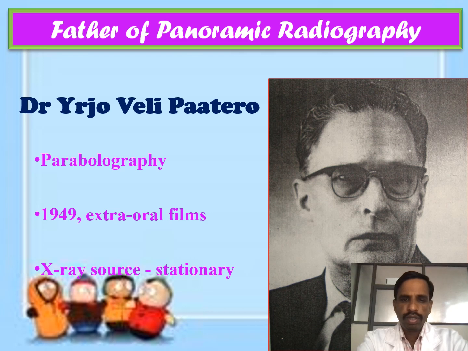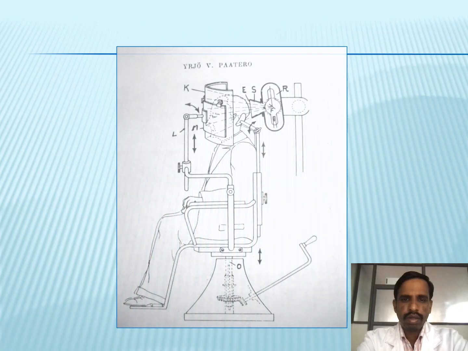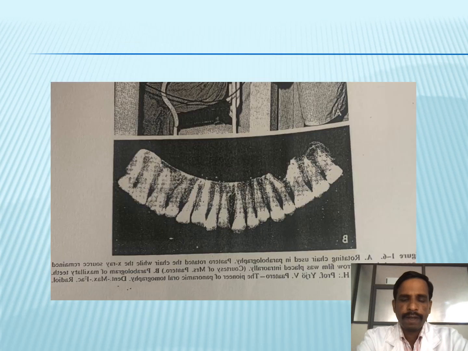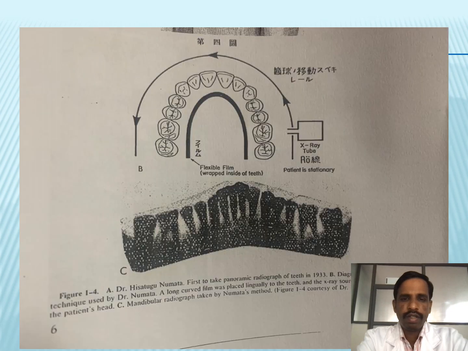So these are the persons who discovered this OPG, and this is an old picture of when the first OPG was taken with the device they had discovered. The patient was sitting, and the cassette was placed in front of the patient, with the X-ray source behind the patient. This was a radiograph of the first OPG, which was taken for the maxillary teeth, and this is for the mandibular teeth. It took continuous exposure for about 15 minutes for the mandibular arch.